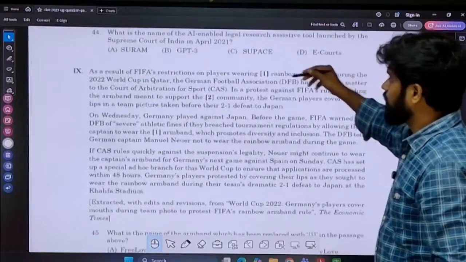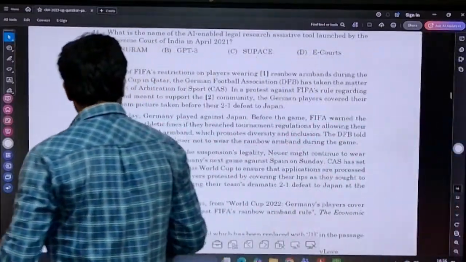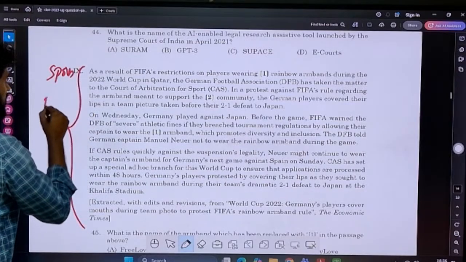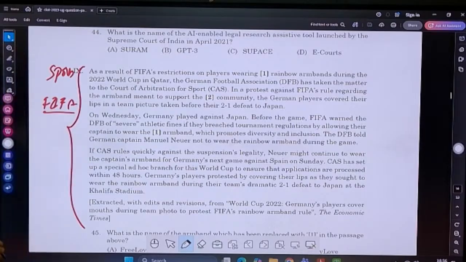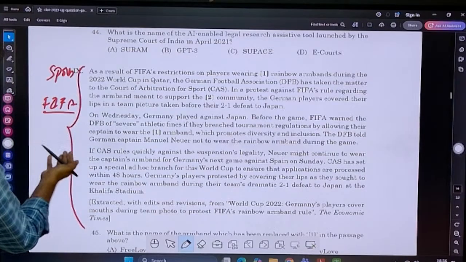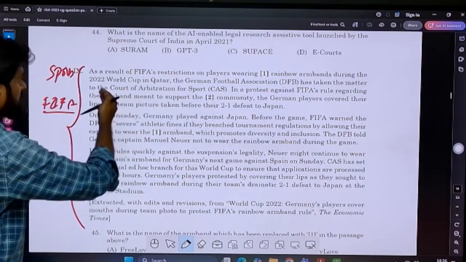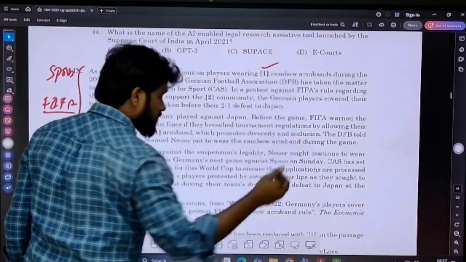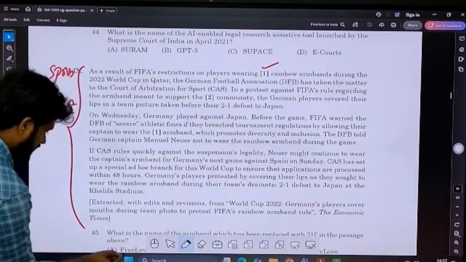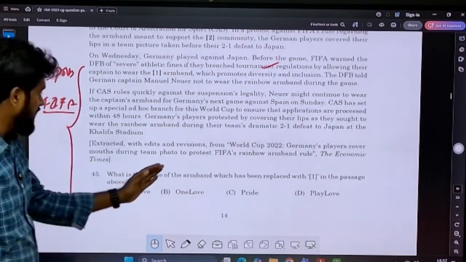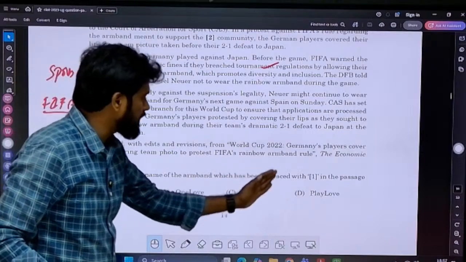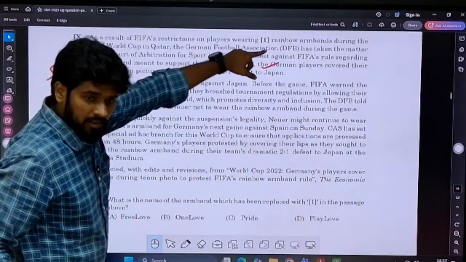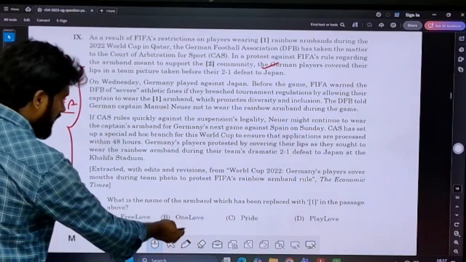See this question. They're talking about sports, that too FIFA. Germany played against Japan, as a result of FIFA's restrictions on players wearing one love armbands. This is the first question: what is the name of the armband which has been replaced with one in the passage above? Is it free love, one love, pride, or play love?